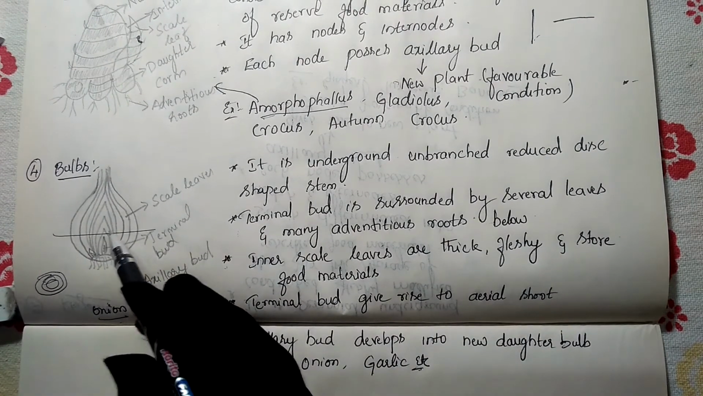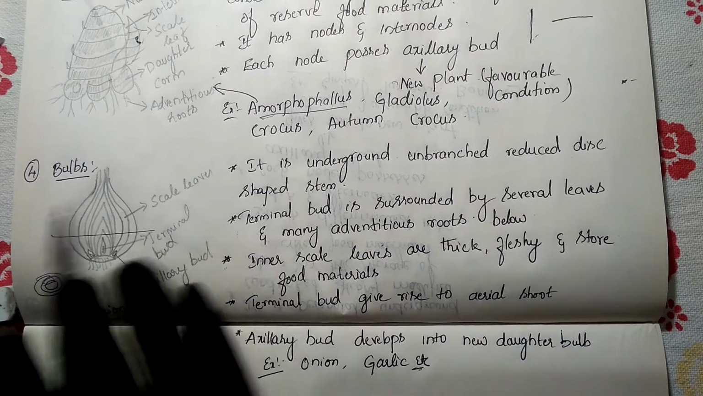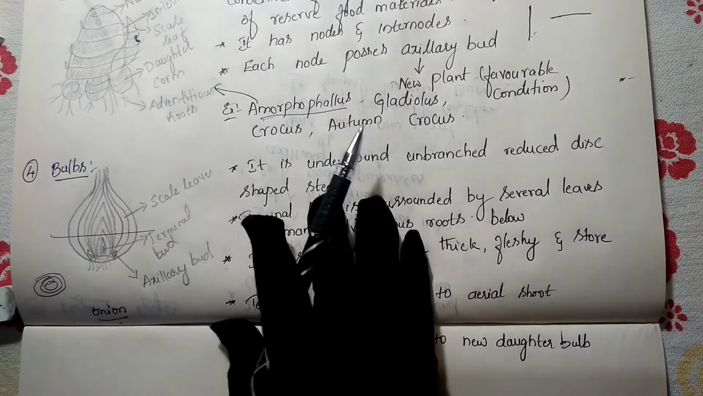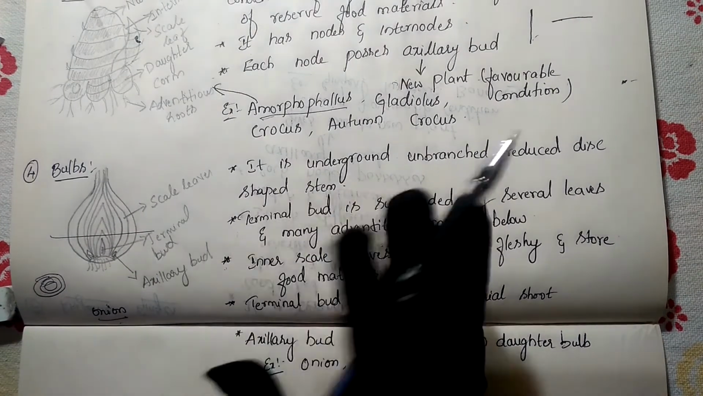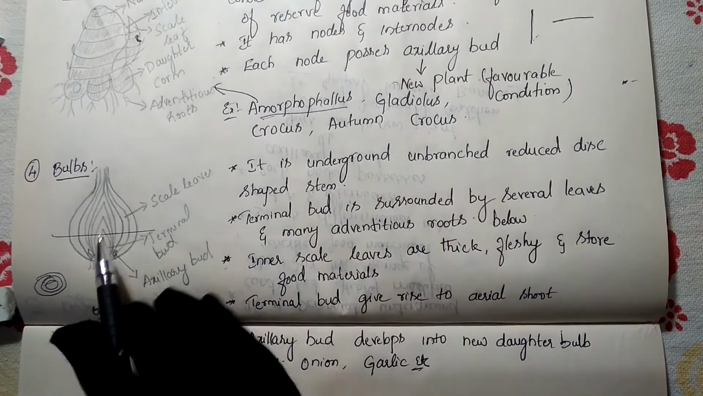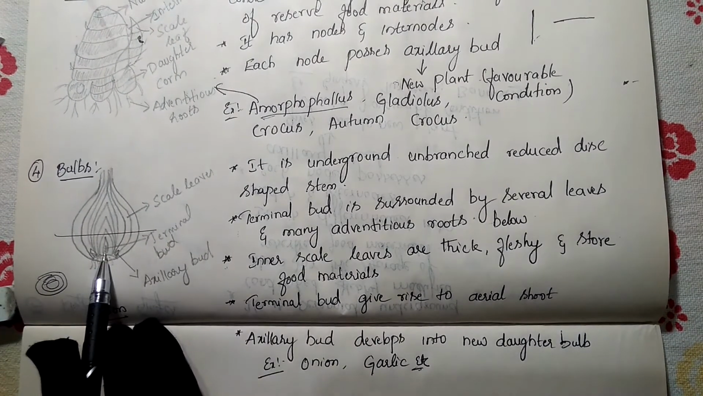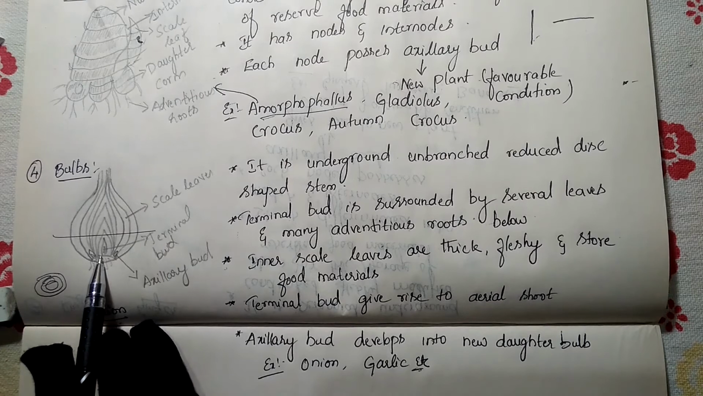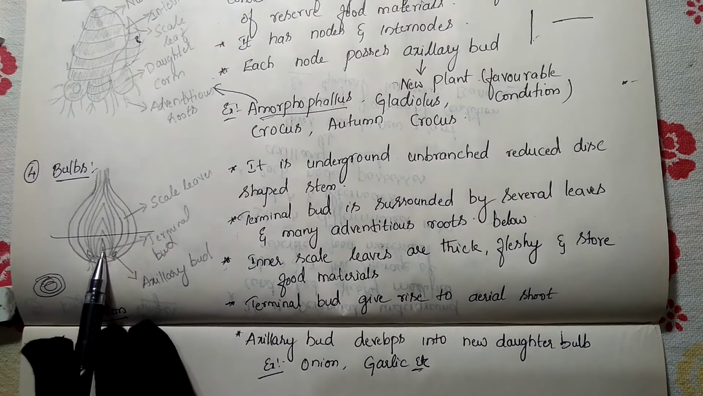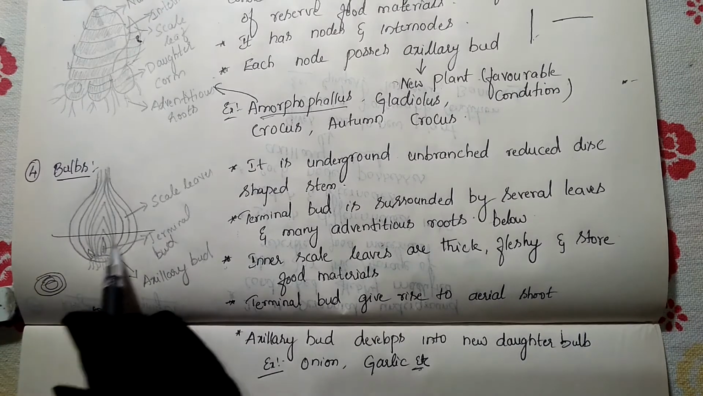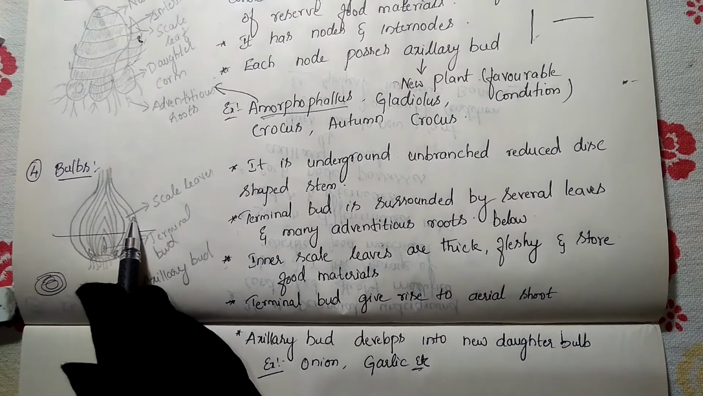If you cut the onion, we will find a number of leaf-like structures, present one above the other, layered in condition. So in the middle we will find the terminal bud, which is completely surrounded by these scaly leaf-like structures here.